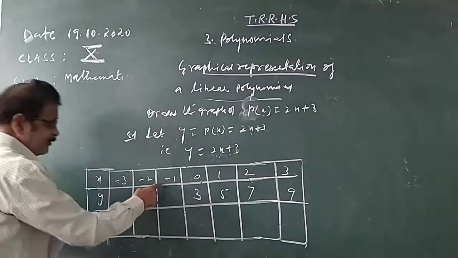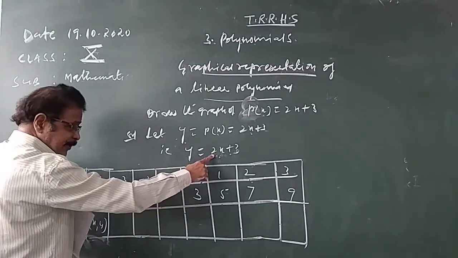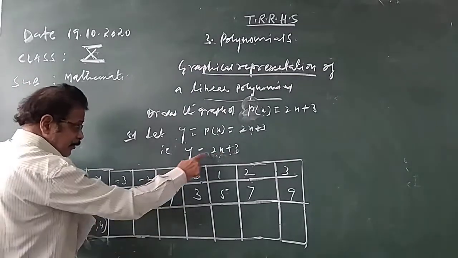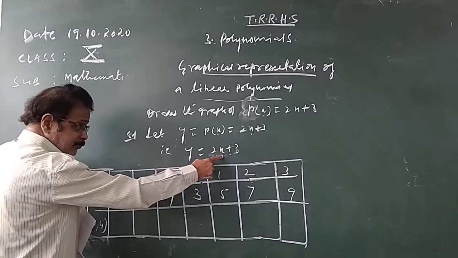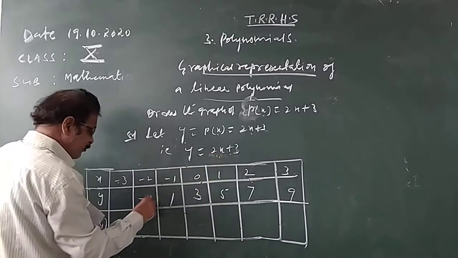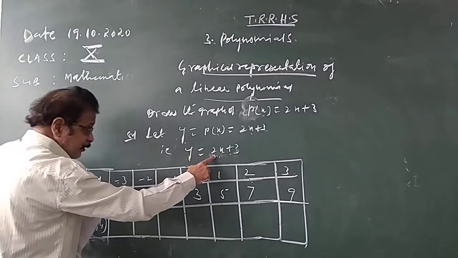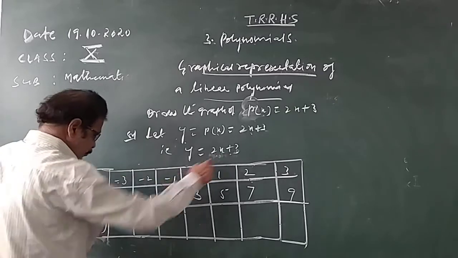Like this. x is equal to minus 1: 2 into minus 1 is minus 2. Minus 2 plus 3 is 1. x is equal to minus 2: 2 into minus 2 is minus 4. Minus 4 plus 3 is minus 1. x is equal to minus 3: 2 into minus 3 is minus 6. Minus 6 plus 3 is minus 3.